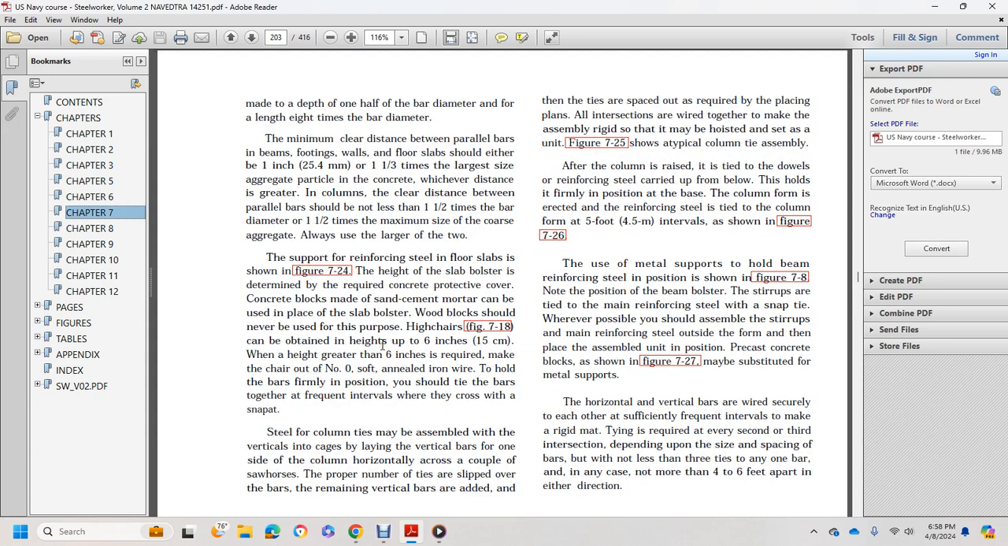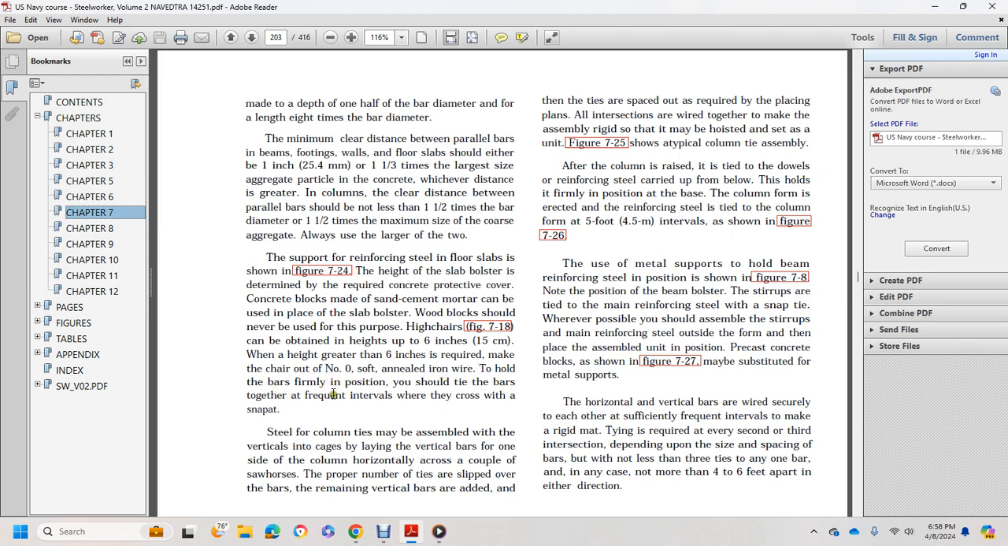To support the reinforcing steel in slabs, as shown in figure 724, use the height of the slab bolster to determine the required protective concrete cover. Concrete blocks made of sand and cement mortar can be used in place of slab bolsters. Wooden blocks should never be used for this purpose. High chairs can be obtained up to 6 inches high, or greater than 6 inches if required. Make the chair out of number 0 solid annealed iron wire to hold bars firmly in position.